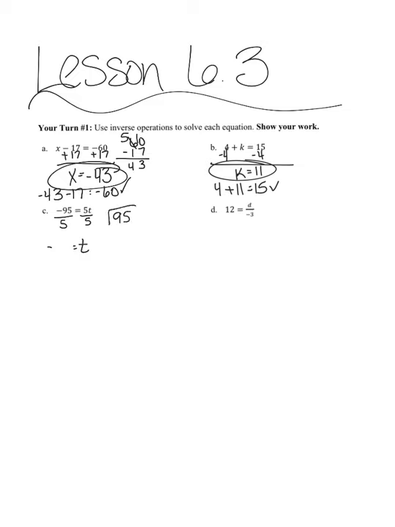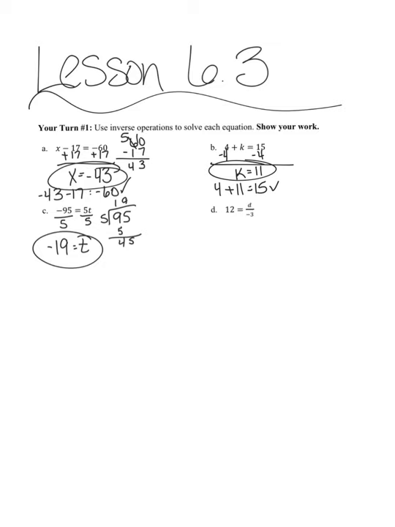95 divided by 5 is 19, so negative 19 is my solution here. And I can check that again by taking 5 times negative 19, which is negative 95.